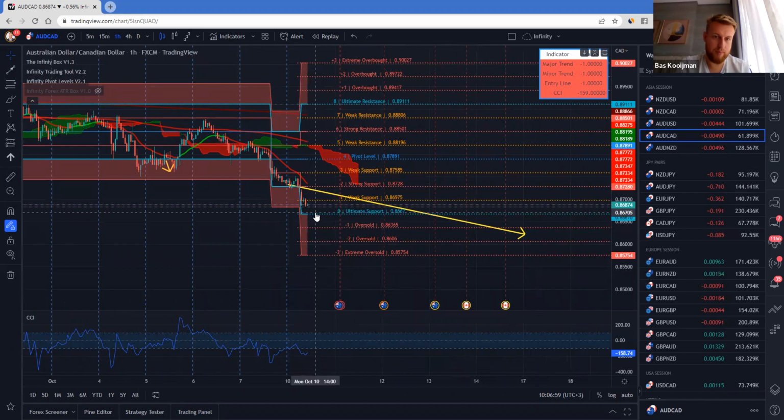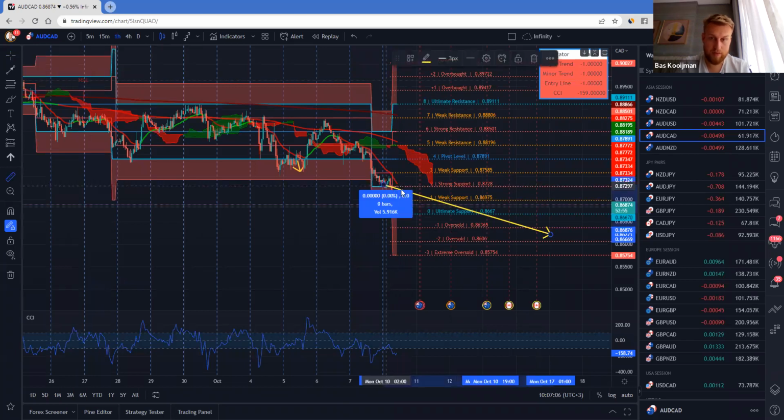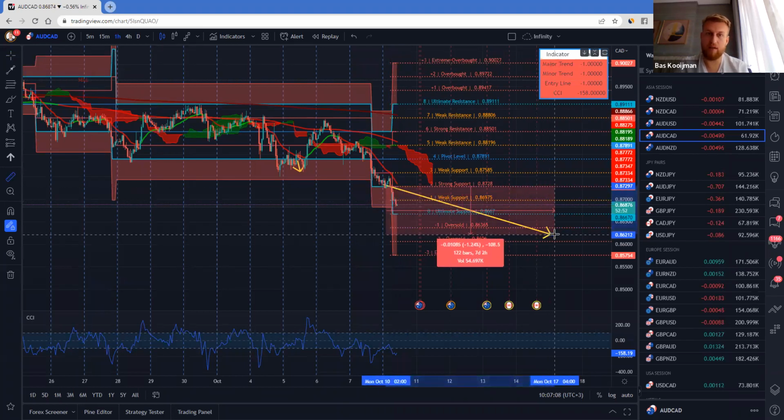We can go about 20 pips more down, then maybe go up again. And if it keeps the same speed as last week, it's not going to be much pips. So this over the whole week did 100 pips. So it means it's quite a sideways market for AUD CAD.